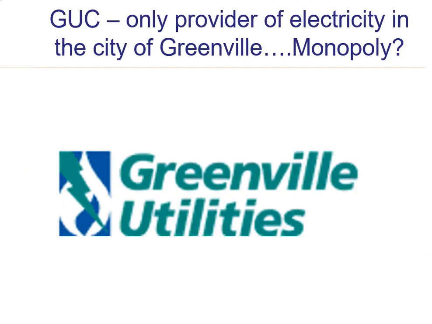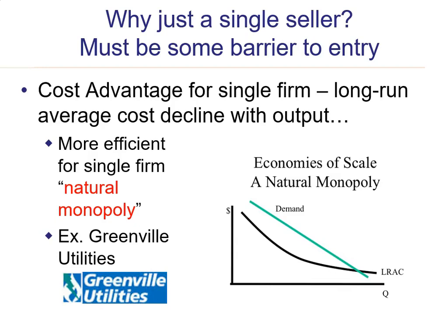They're the only seller of electricity in Greenville, and there are not many good close substitutes to electricity. If you want to run the lights at your house, you'd like to flip the switch and turn the electricity on. You don't have to light a candle. So, yes, Greenville Utilities does have a monopoly on electricity. So that leads us to, why is there a single seller in some markets? There must be some barrier to entry, which is preventing other firms from entering the market. That's why we have a single seller.